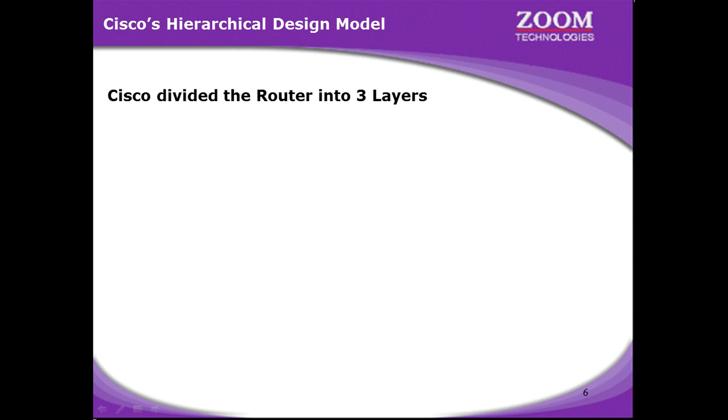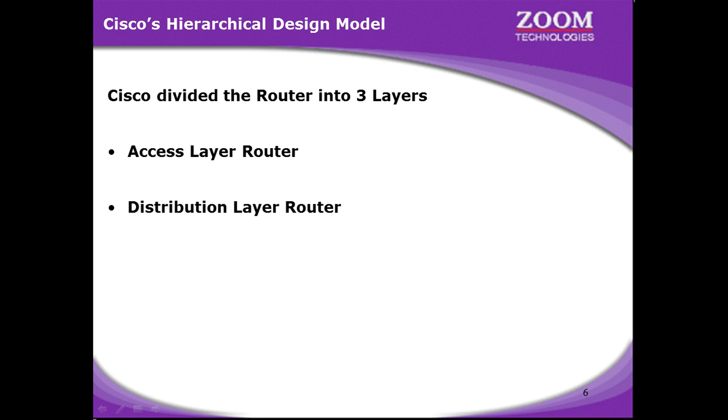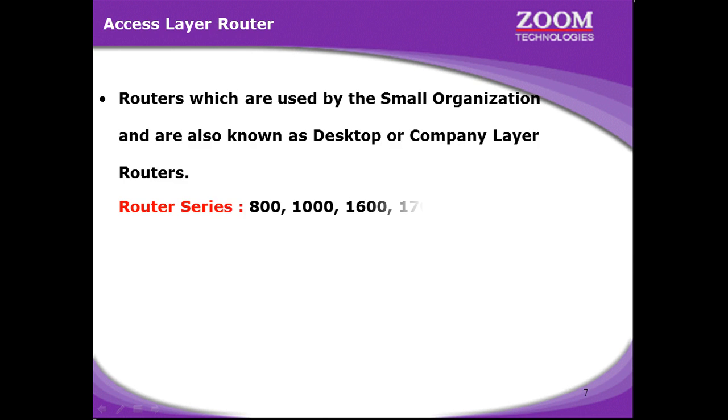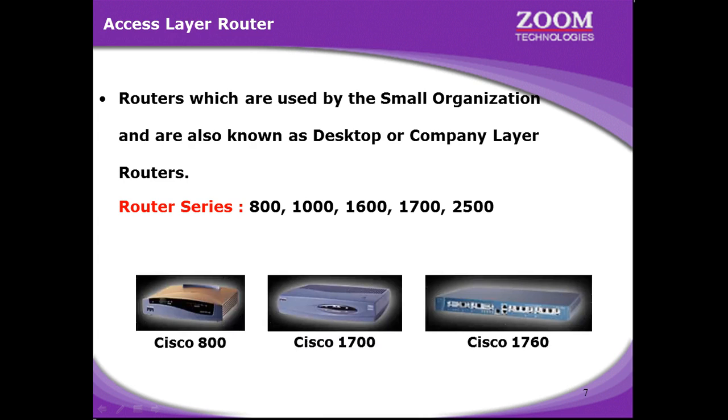Cisco divided the network into three layers in the Cisco hierarchical model. The first layer is called the access layer, the second is the distribution layer, and the third is the core layer. Where we are going to use these layers, let us learn in the next session.